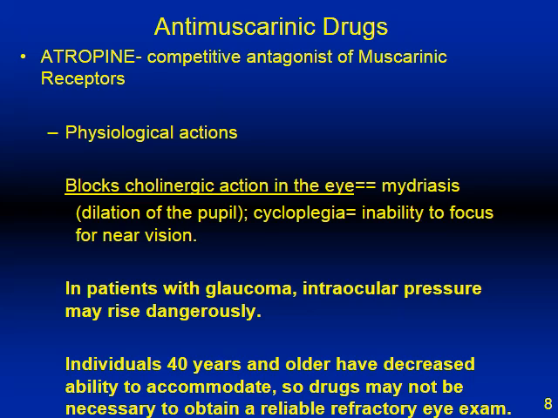So if we were to look at atropine and look at its physiological action, we see that it blocks cholinergic action, for example, in the eye, which would lead to mydriasis or pupil dilation. And that pupil dilation has a consequence. It causes something called cycloplegia, which is a condition where a patient is unable to focus for things that are close. Okay, unable to focus for things that are close.